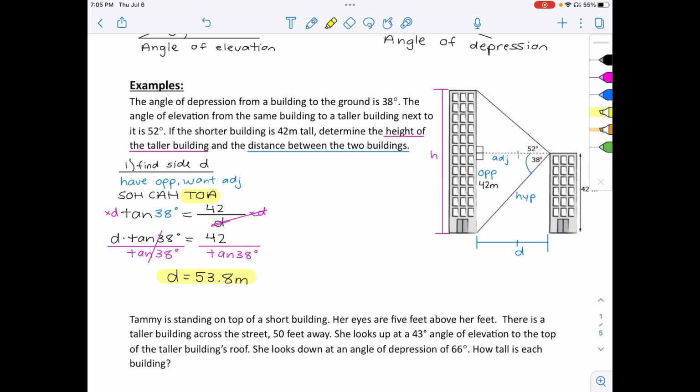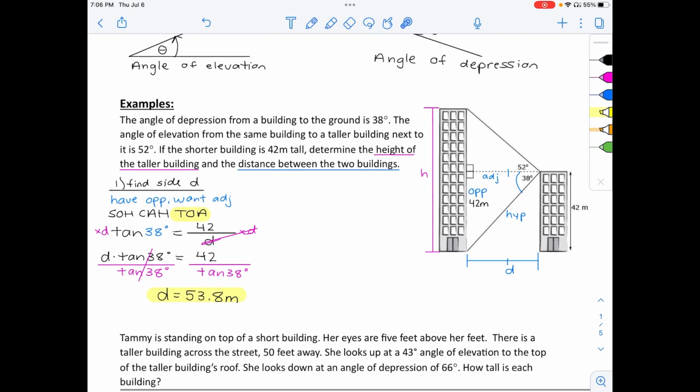And now we need to figure out what the height of the taller building is. Okay, so if we look at our diagram, the height of the taller building is obviously this entire side here, or if we were looking within the triangles, it's this part of the top triangle plus this part of the bottom triangle, which we already know is 42 meters. Okay, so because we already know part of the height of the building, we need to figure out what this height is of the top triangle. And we do need to set up a ratio to solve this.